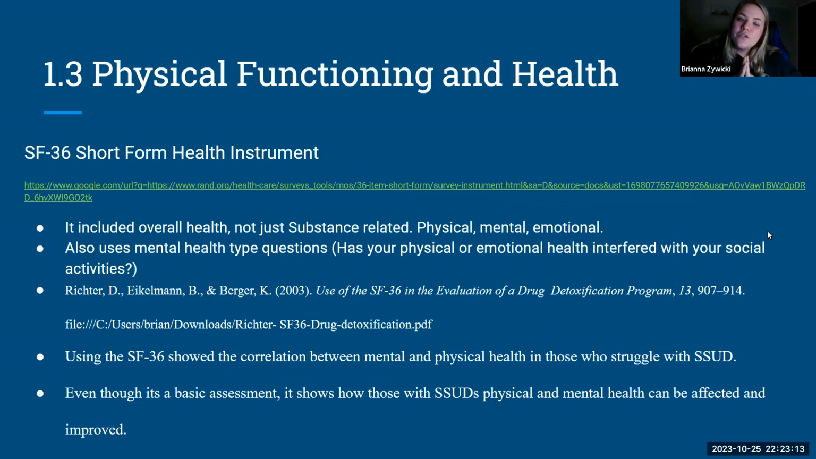And then the third domain is the physical functioning and health domain. For this one, I picked the short form 36 health instrument, and then there's the link for that. This is basically a more basic health instrument, but again, it was very universal with the different questions it asked. It asked questions on physical health, mental health, and emotional health.